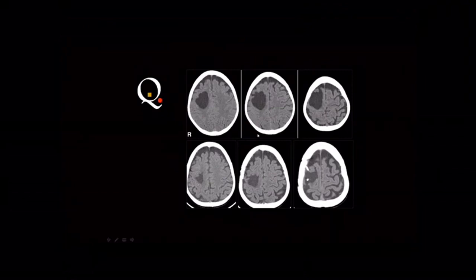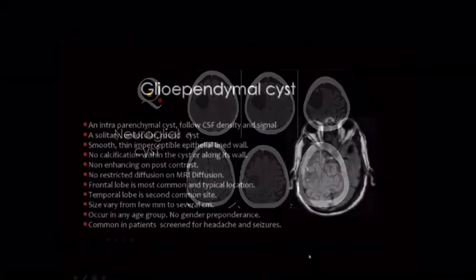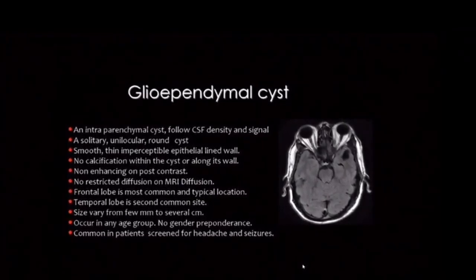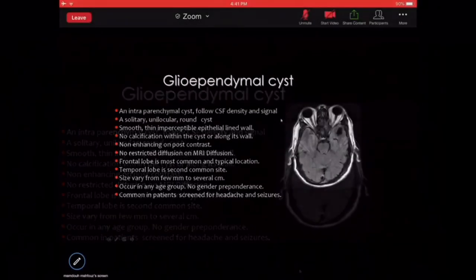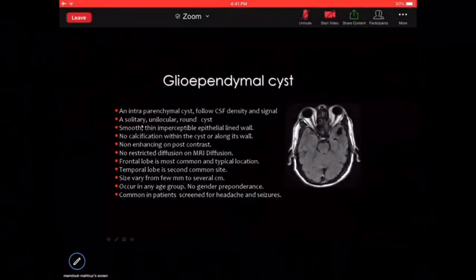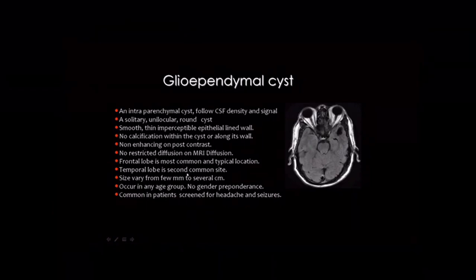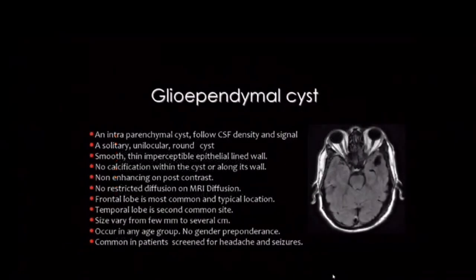It is exactly similar to the arachnoid cyst, but it is located inside the brain tissue, and this may be considered an incidental finding. An intraparenchymal cyst of CSF signal and CT density, it is a solitary unilocular cyst, and it has a smooth outline. It shows no calcium, no enhancement and no diffusion restriction, commonly located in the frontal lobe, and the second common site is the temporal lobe.